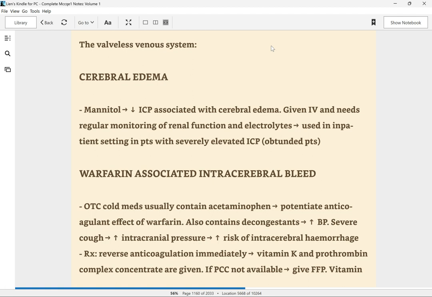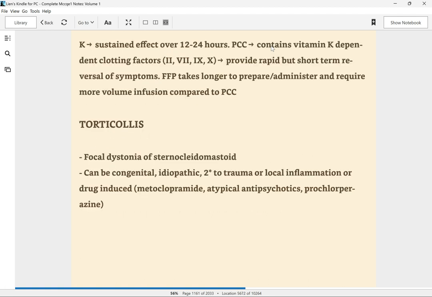Vitamin K and prothrombin complex concentrate are given. If PCC not available → give FFP. Vitamin K → sustained effect over 12 to 24 hours. PCC → contains vitamin K dependent clotting factors 2, 7, 9, X. → Provide rapid but short-term reversal of symptoms. FFP takes longer to prepare/administer and requires more volume infusion compared to PCC.